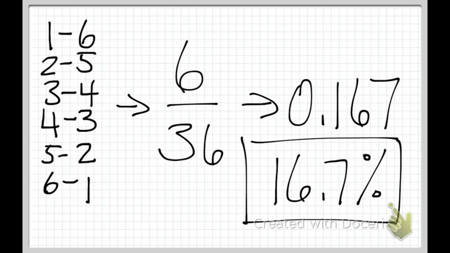So let's take a look at that. You can get a 1 and a 6, a 2 and a 5, a 3 and a 4, a 4 and a 3, a 5 and a 2, and a 6 and a 1. So that gives you 6 different events that will result in the sum of 7. And there are 36 total outcomes that you can get when you roll 2 die. So 6 divided by 36 is a frequency of 0.167 or 16.7%.